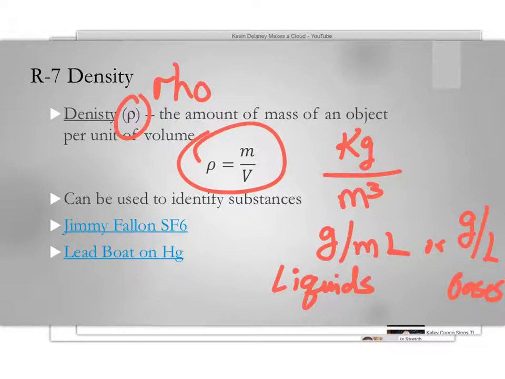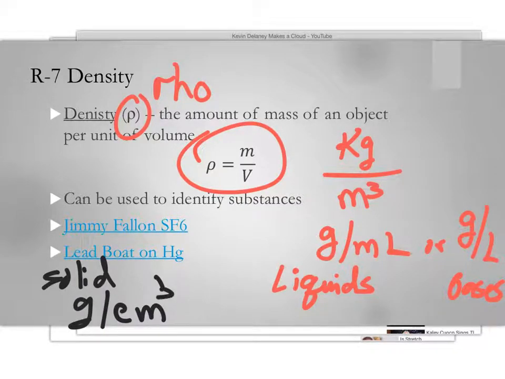And if it's a solid, I don't know, it could be kilograms per cubic meter. It could be grams per cubic centimeter as well. It just depends. Now I got a couple of videos here that show and demonstrate how density can be used. So let me just show those.